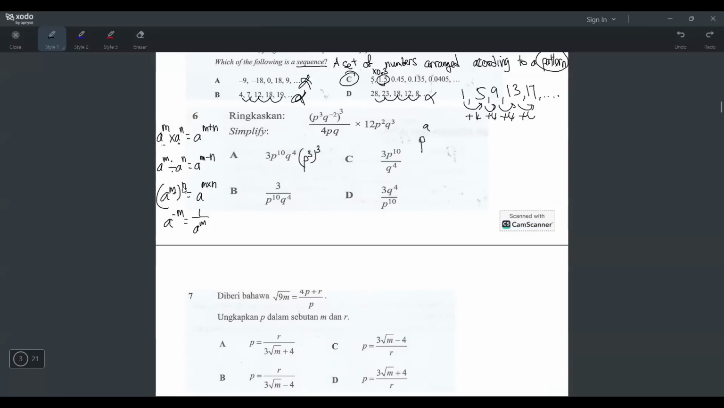That's why it's p power 9, not p power 6. Okay, next one, q power negative 2 power 3. It will be q power negative 2, the power side by side have to times. If you tekan 2 times 3, you get 6, okay, but negative lah. Okay, and don't forget I have to over 4pq, right? And then times with 12p power 2 q power 3.